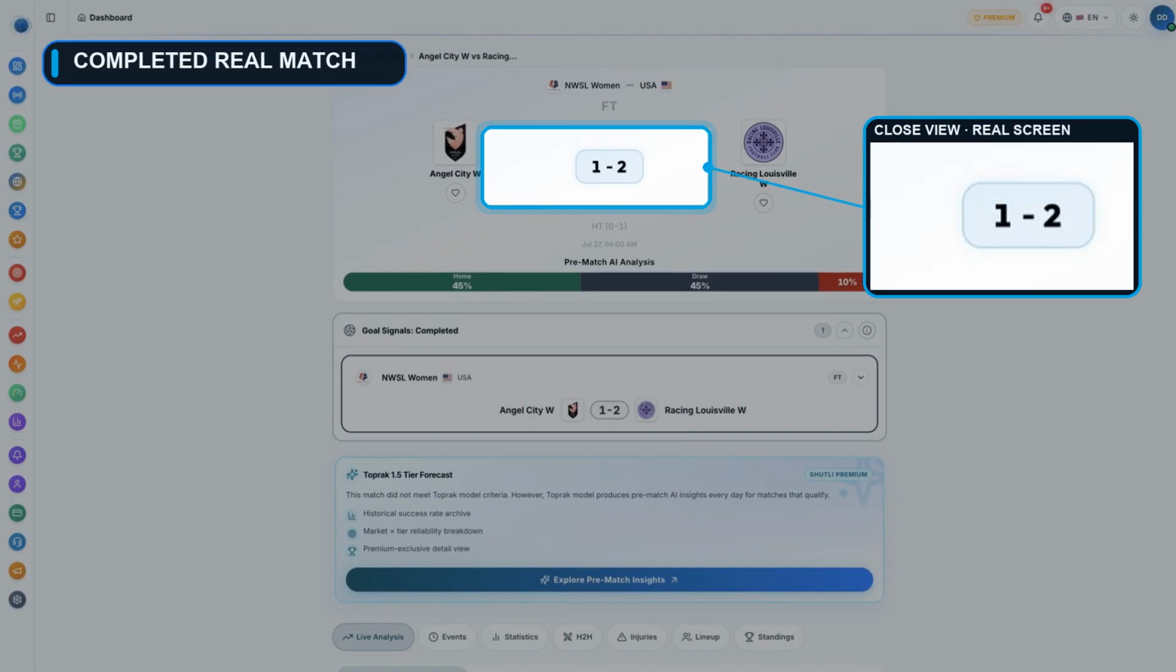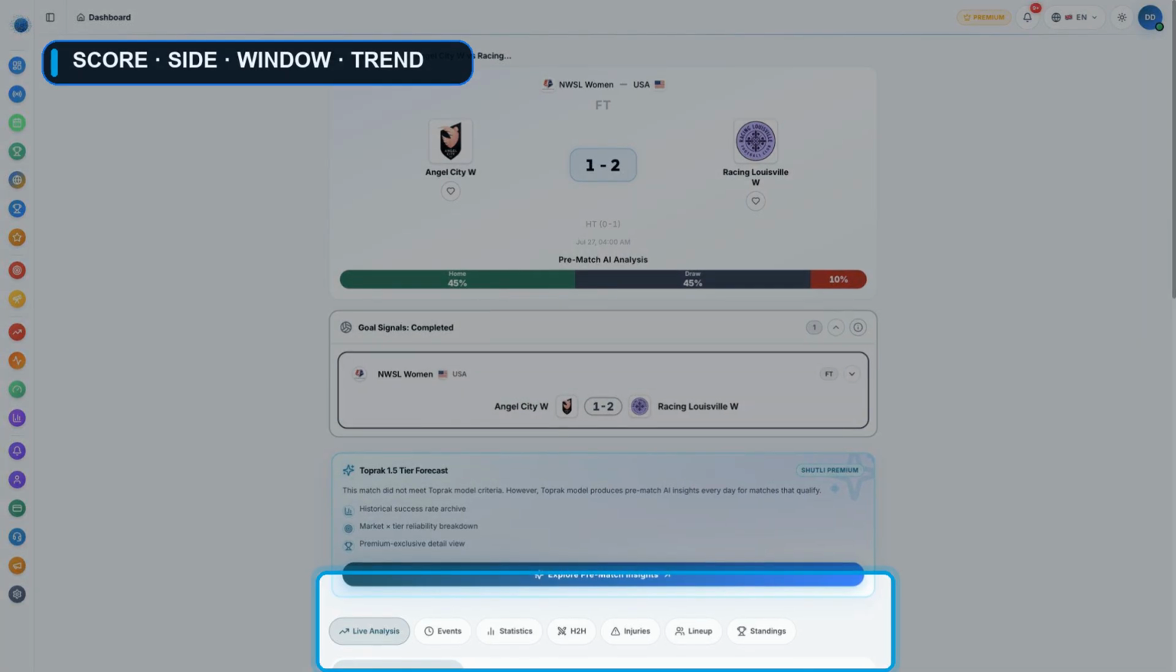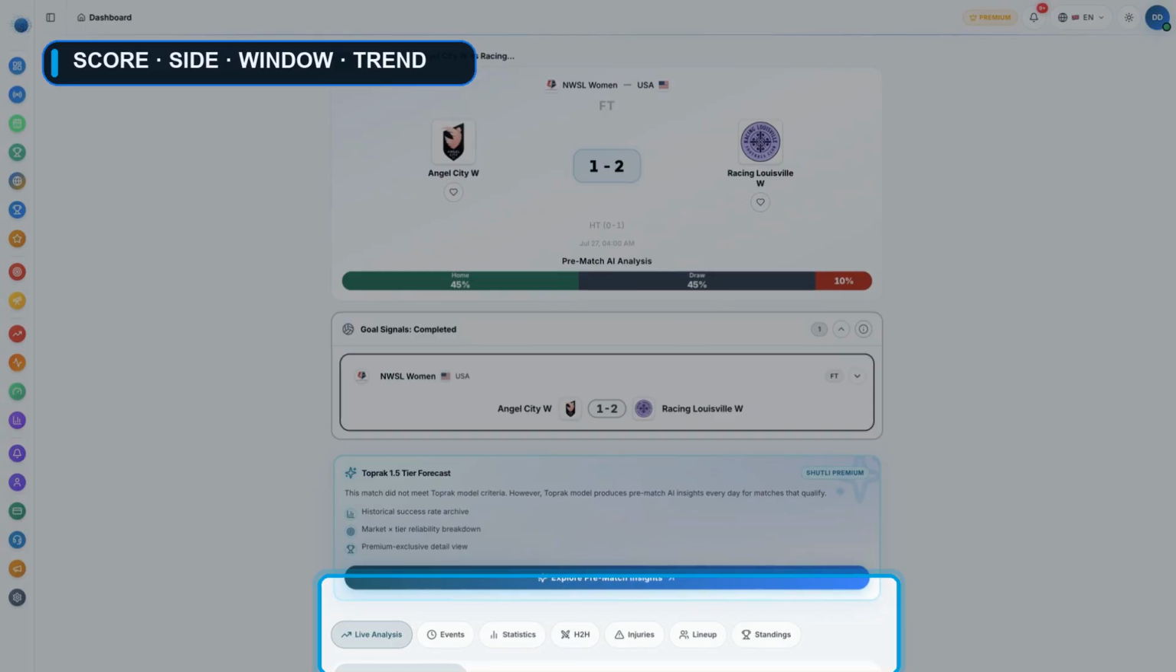First, check the score and match status. Then identify the home and away sides. Do not focus on one number. Look at the total, the half-by-half split, the recent time window, and the trend. Finally, check whether the four metrics tell the same story. Remember, the green side on screen is not always the side that won.